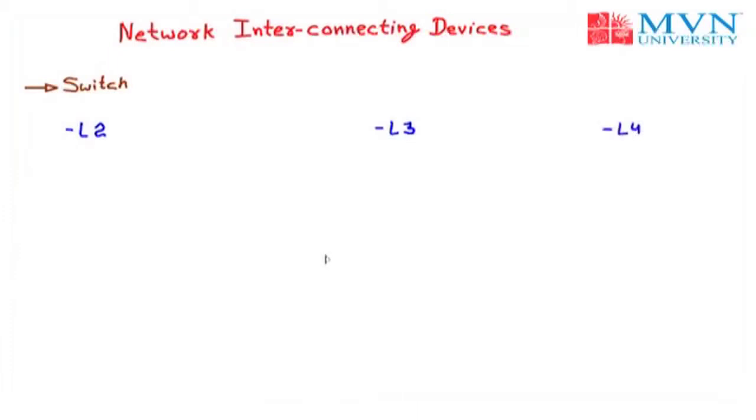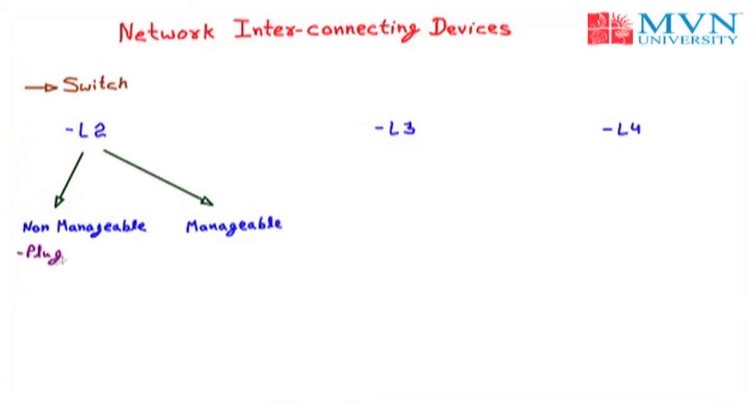Layer 2 switch can be divided into 2 parts. The first one is non-manageable and the second one is manageable. Non-manageable switches have specific features. It is a plug and play device. Plug and play means you don't need to configure the device. It can be easily installed. You can just purchase it from the market and install it at your home or your place.